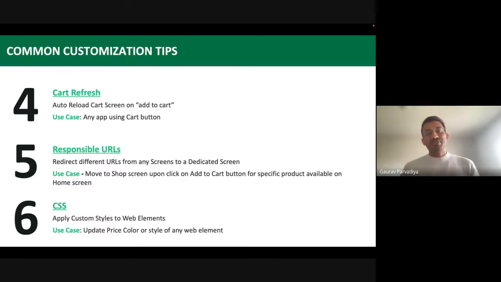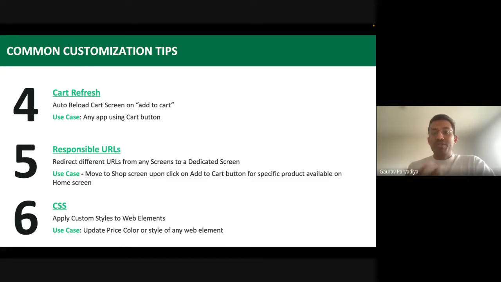So next one is responsible URLs. This one is again a very interesting feature. For example, obviously on home pages, we display some list of products like featured products or recommended products or something. And in our mobile application, if we have a shop page for the dedicated product listing or maybe any kind of filters or anything. So when a user clicks on any of the products, usually it opens the product details screen, right?